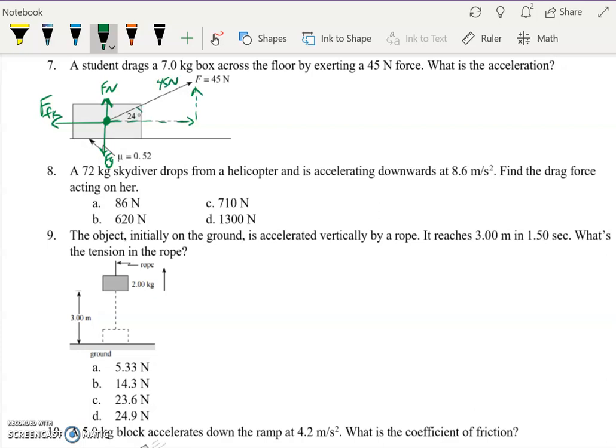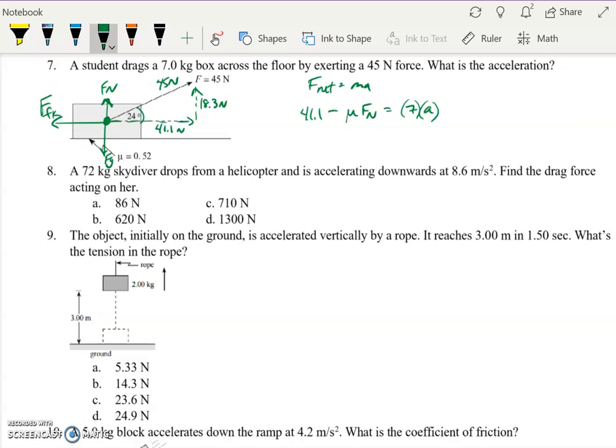We can use sine and cosine to get our components of this 45 newton pull or push. The y component is 18.3 newtons. The x component is 41.1. And when we do F net equals ma, the net force is going to be along the plane that we're moving: 41.1 to the right minus mu times our normal force, that's force of friction, equals ma.